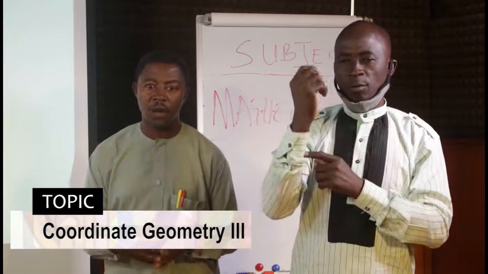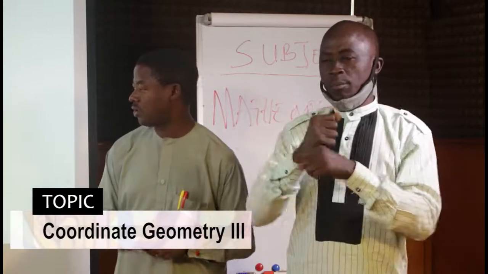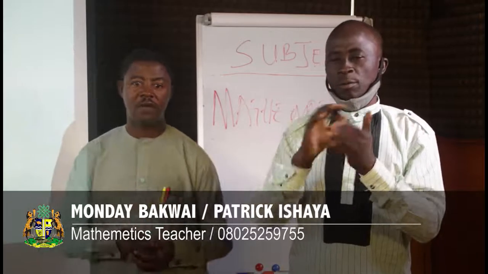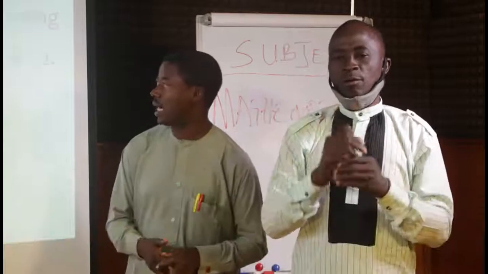Or you can equate everything to equals to 0. So 2y plus 3x minus 11 equals to 0. That gives us the equation of the line.